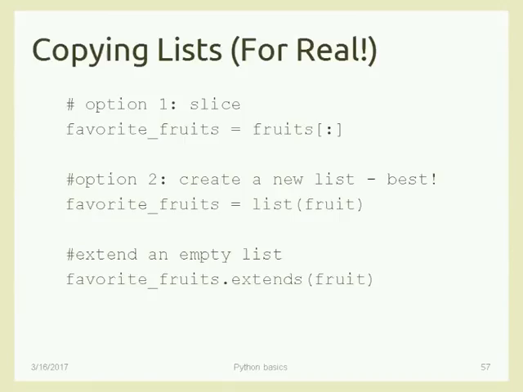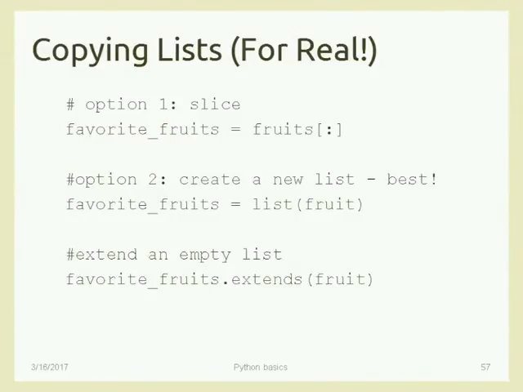And then the third option is extend an empty list. So I will create an empty list that is favorite fruit, and it will extend with the content of the other list. So I will extend an empty list, but the empty list is already separate, so we'll copy the content, each item of the content.